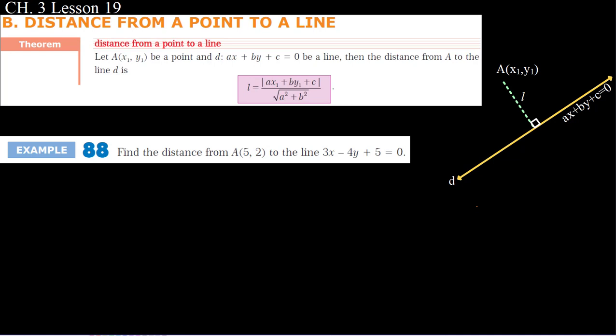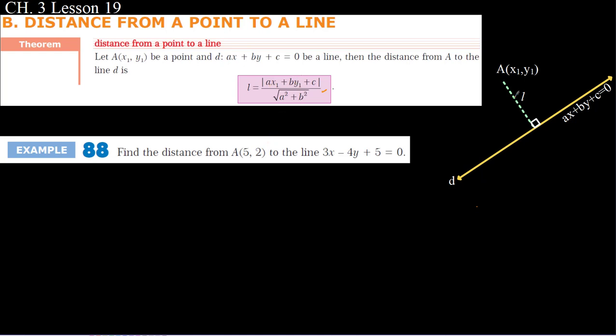Hi dear students, this is chapter 3, lesson 19, and we are going to study the distance from a point to a line and the distance between two parallel lines. Here, as you see from the theorem, the distance between the point (x1, y1) and the line D: ax + by + c = 0 is L. Then the formula is L = |ax1 + by1 + c| over the square root of a squared plus b squared.